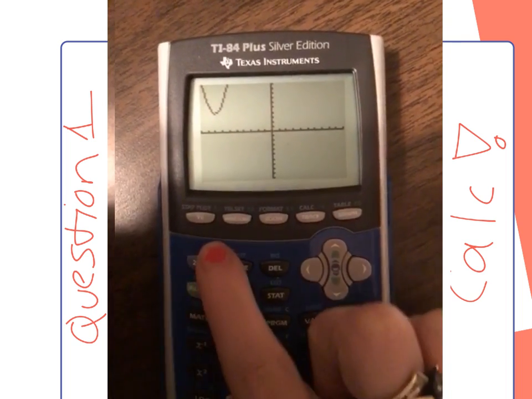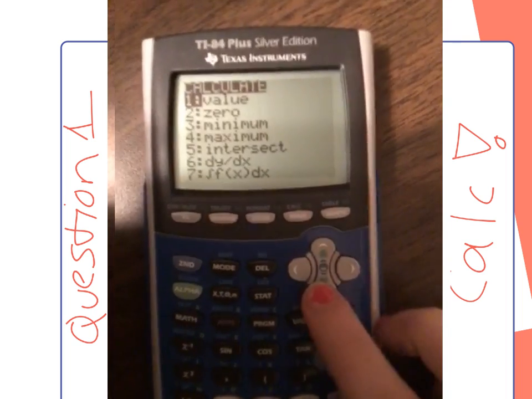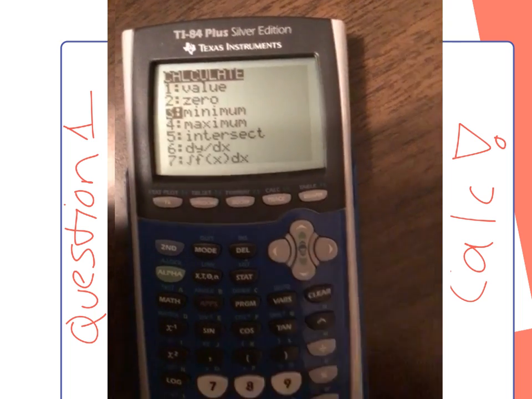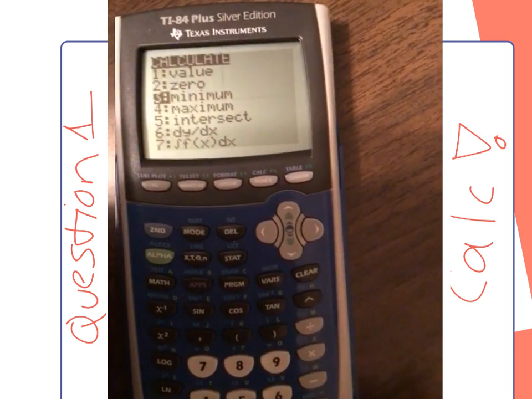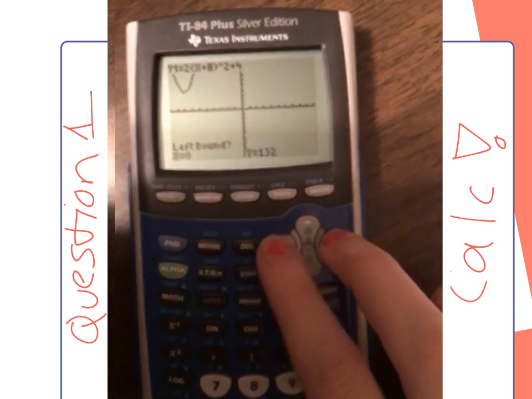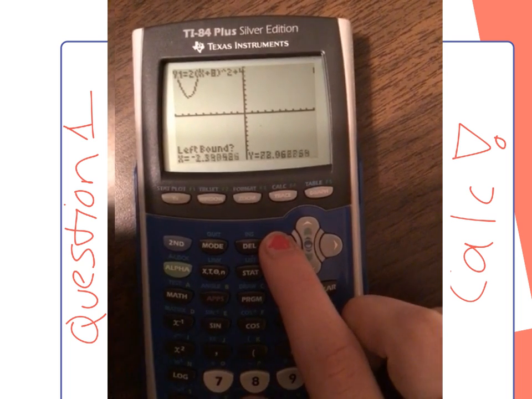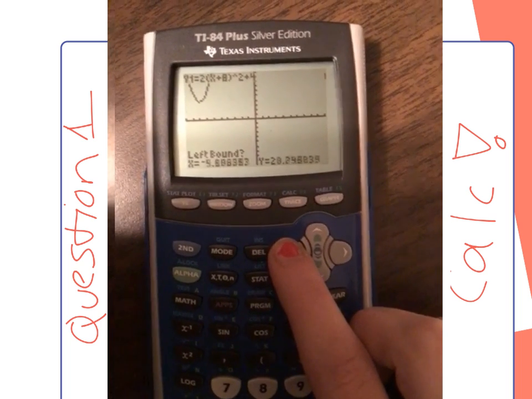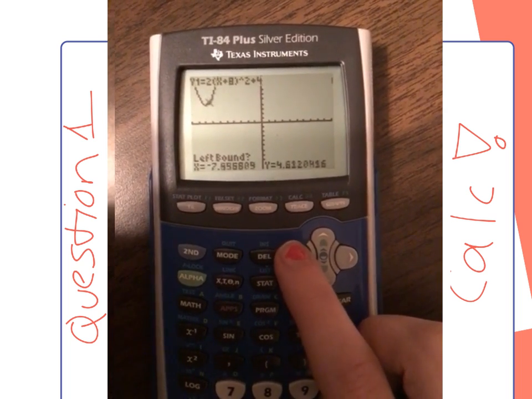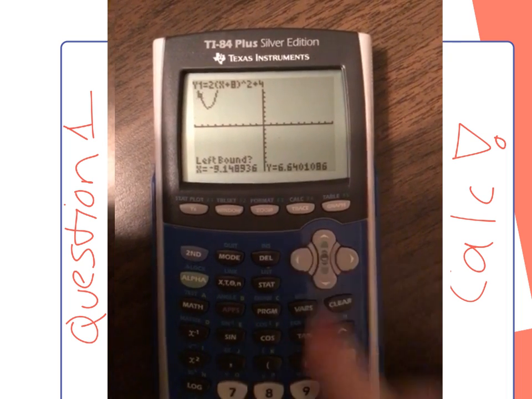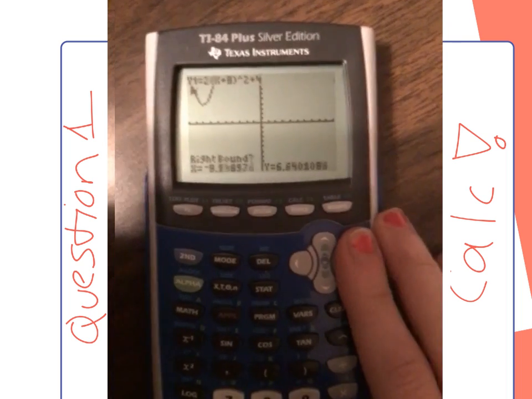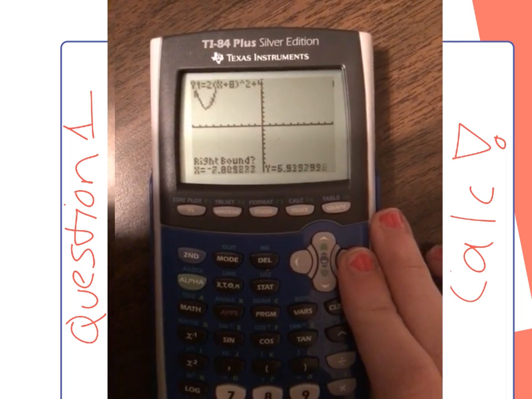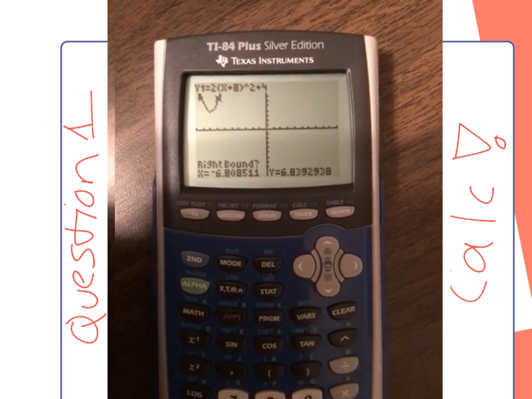But now I want to find what the vertex is, and that's this point right here, the minimum. So if I go second trace, and I scroll all the way down to minimum, number 3, see how it says left bound? We need to go left of the point. So I'm going to scroll all the way left. Okay, so I'm going to go left of the point, right about there. I'm going to click enter. I want to go right of the vertex, so maybe about here. I'm going to click enter.